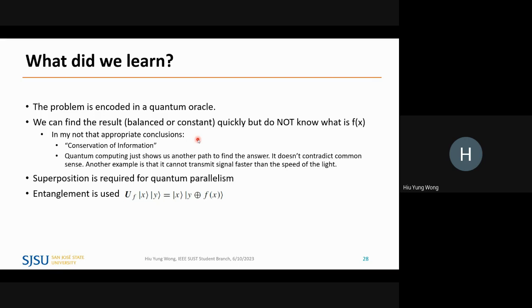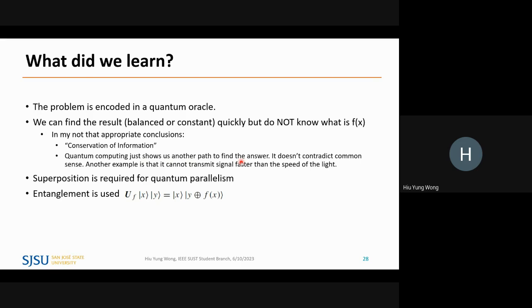And the important thing is, with quantum computers, sometimes people say, wow, it is so fast. Looks like we gain a lot from God or from nature. But no, in my view, it's something like conservation of information. We only know whether it's balanced or constant, but we still don't know what is f of 0 and f of 1. We gave up that information because we only care about whether it's constant or balanced. So you cannot replace the classical computer if you are interested in knowing what is f0 and what is f1, right? So I say quantum computing just shows another path to find the answer.